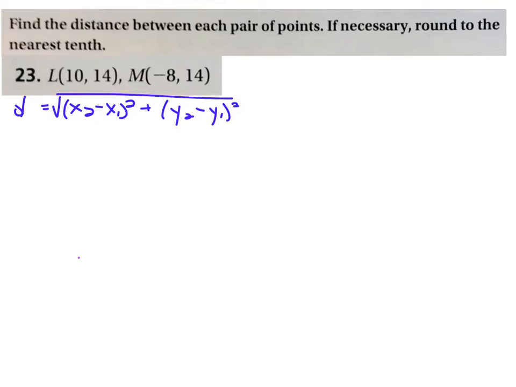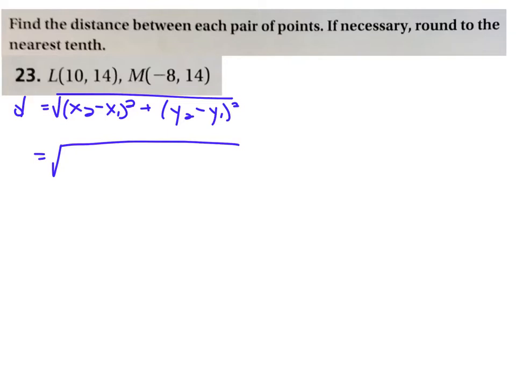And since we're square rooting, you never know, we may not get a whole number, so we will have to use the calculator and then round to the nearest tenth. So let's plug in the values that we know. We've got D is equal to the square root of, and we need to identify what is point number 1 and point number 2.